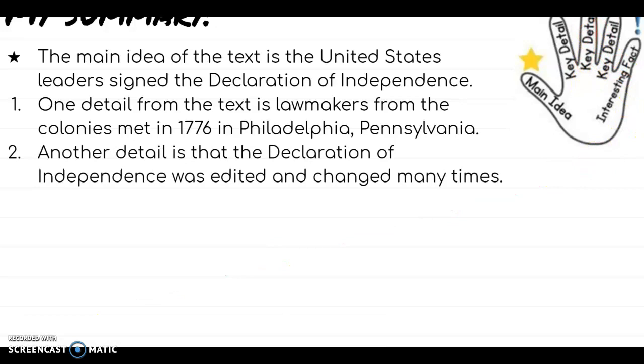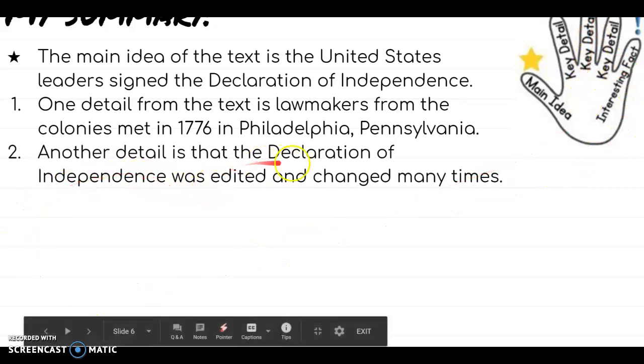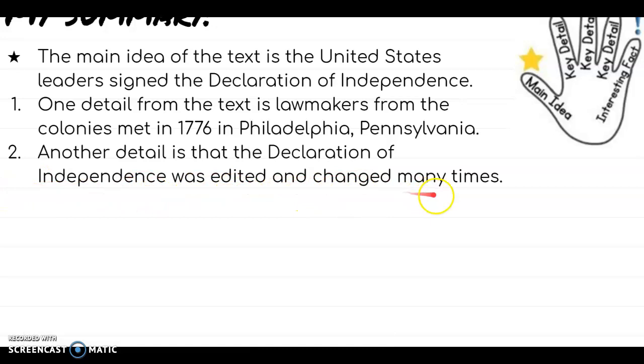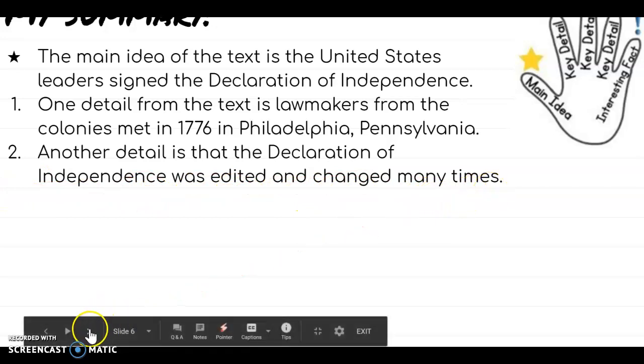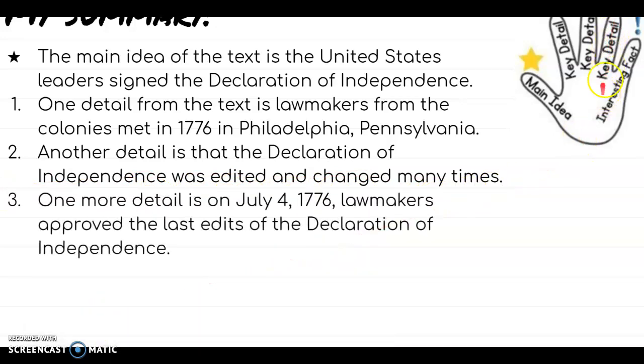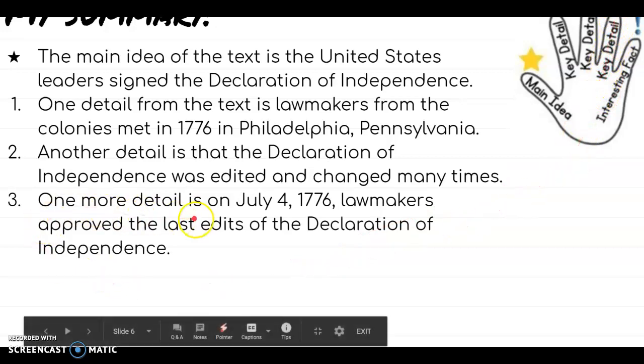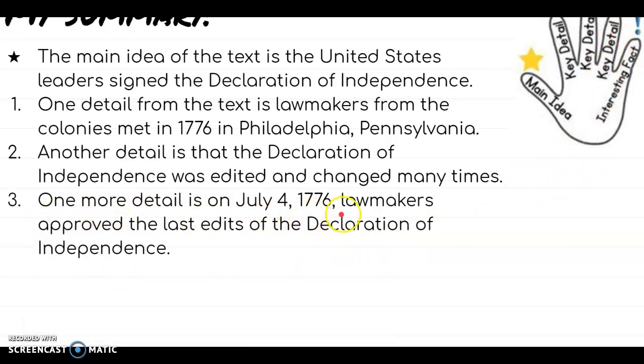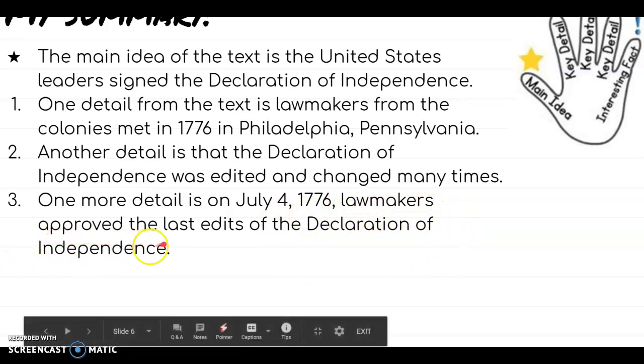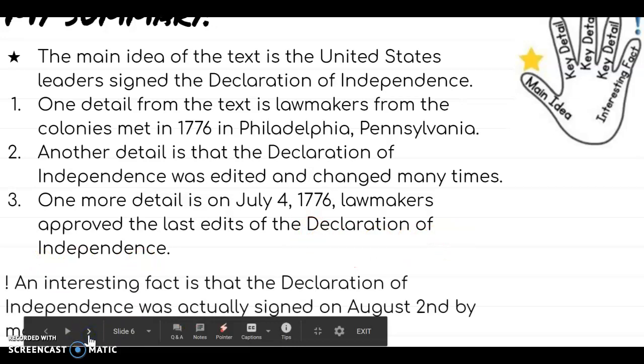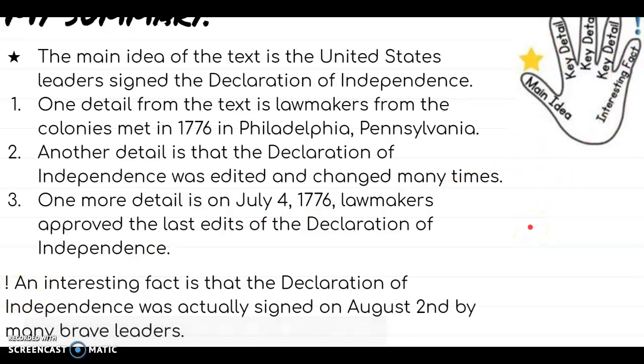The next finger and the next detail is that another detail is the Declaration of Independence was edited and changed many times. Now our next finger and our next detail is that one more detail is on July 4th, 1776, lawmakers approved the last edits of the Declaration of Independence. And the interesting fact, which was different from the one that Miss Ovalle picked, and that would be this finger right here, is that the Declaration of Independence was actually signed on August 2nd by many brave leaders.